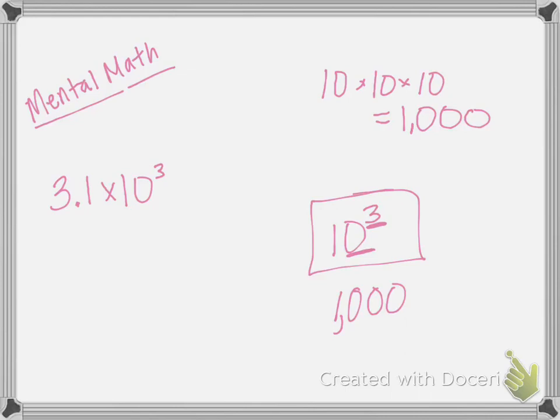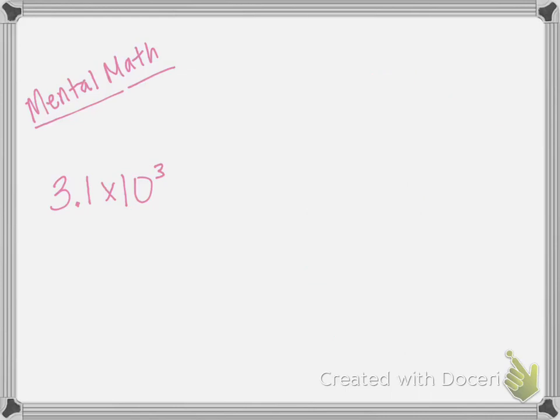So going back to my problem, I have 3.1 times 10 to the third, or 10 cubed, which we said was 1,000. So remember your rule for 1,000. What do you do when we're multiplying a decimal by 1,000? We move that decimal to the right 3 places. So we take it to the right, and oh no, we only have 1 place. So that means I have to go over more.